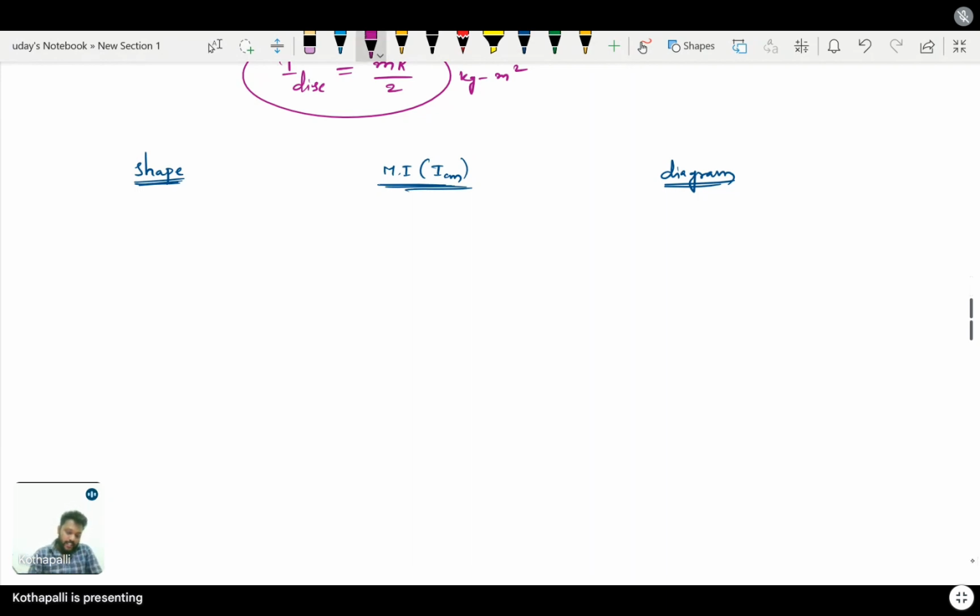Okay, first one, let's take a rod of length L, mass M, about its end. I clearly mentioned center of mass, and the theta condition will not come in this. So we can write ML square by 3. The diagram will look like this.